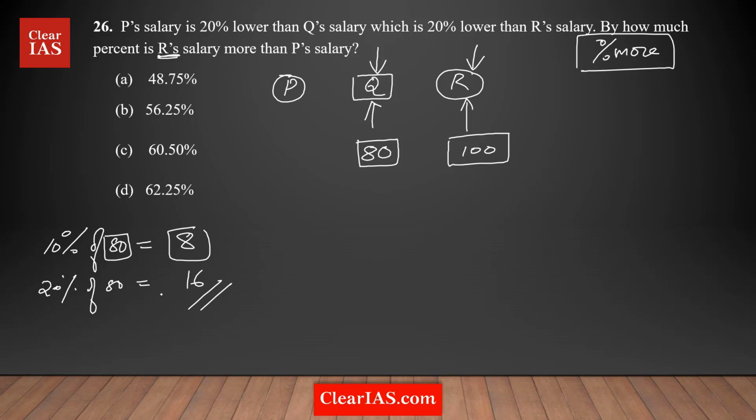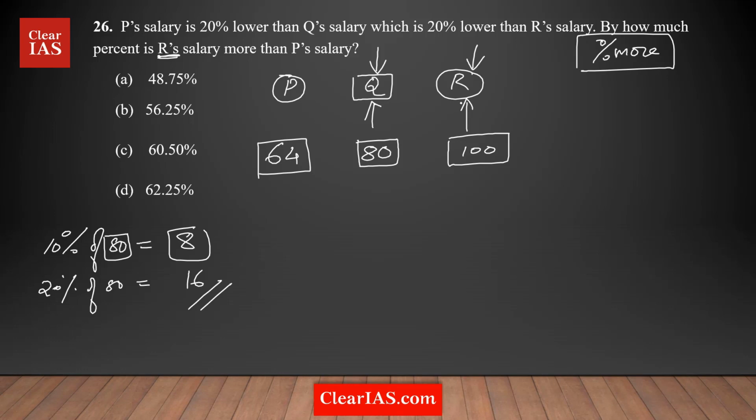So P is going to be 20% lower than Q's salary. 20% of 80 is 16, so 16 less, you subtract 16. So it's going to be 64. So P's value is 64. Now you have the values for P, Q, and R, so it's easy for you to compare any two values.